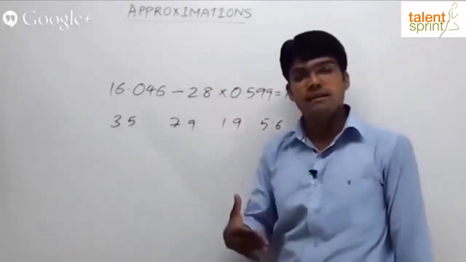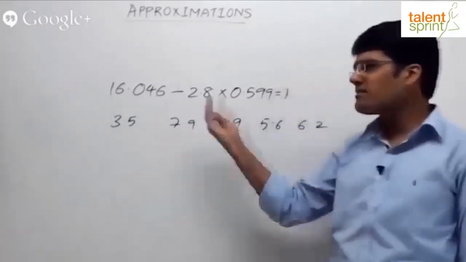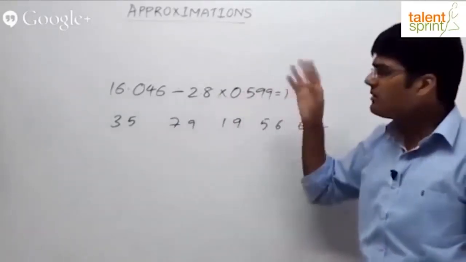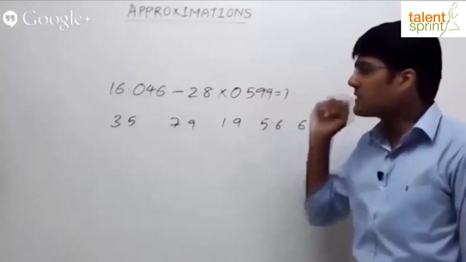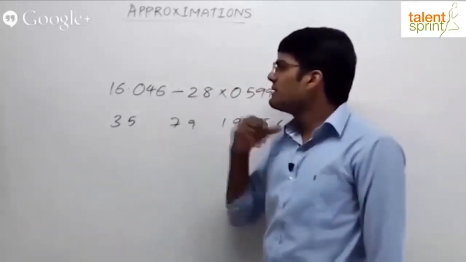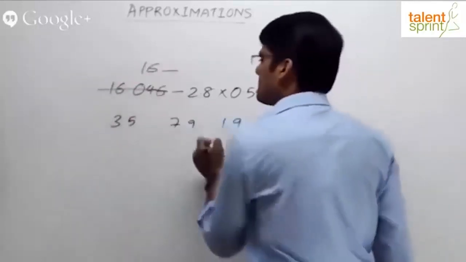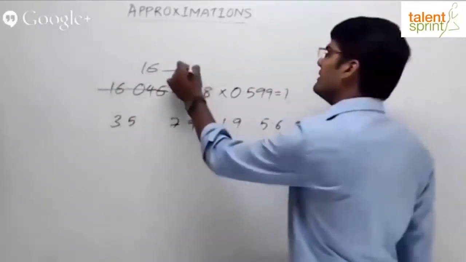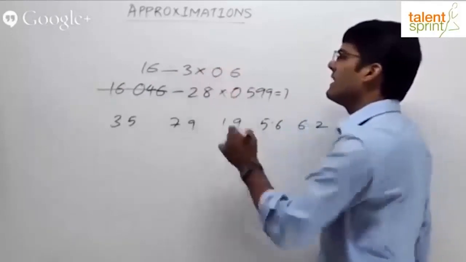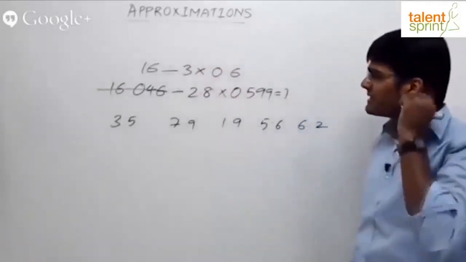Remember, BODMAS rule says when there are only multiplications and divisions, you can simply proceed from left to right, or do divisions first, then go for multiplications. So anyway, let's look at this. 16.046 is approximately 16, divided by 2.83, into 0.599, which is taken as 0.6.